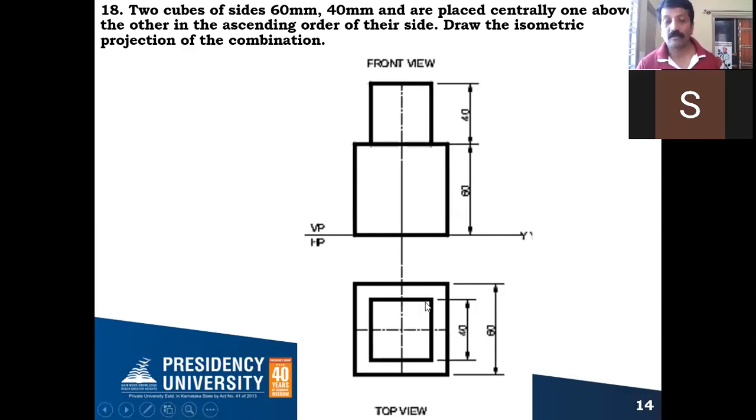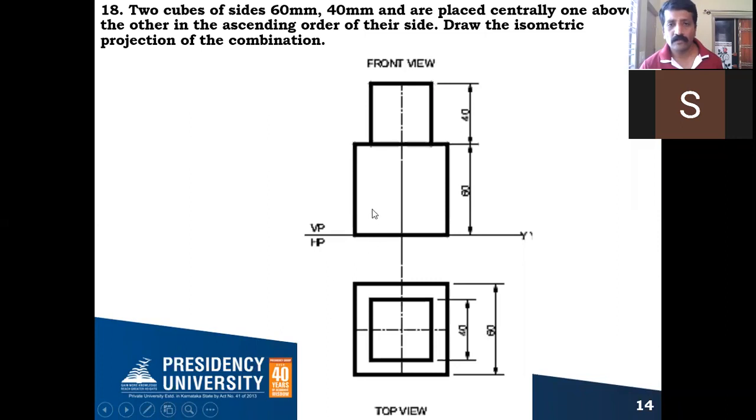After drawing this top view, you project this upwards like this. The cube in the front view also looks like a square only, correct? From here you take the height of the cube, also 60 millimeter, and draw a square of 60 millimeter. Now the center line you extend above this 60 millimeter cube, where the 40 millimeter cube is placed. From here you take 40 millimeter height and construct one more square.